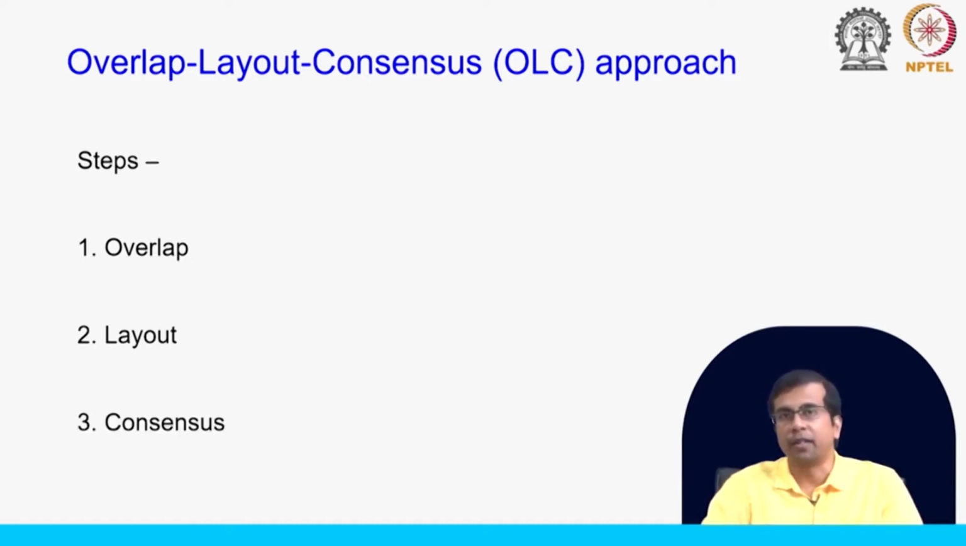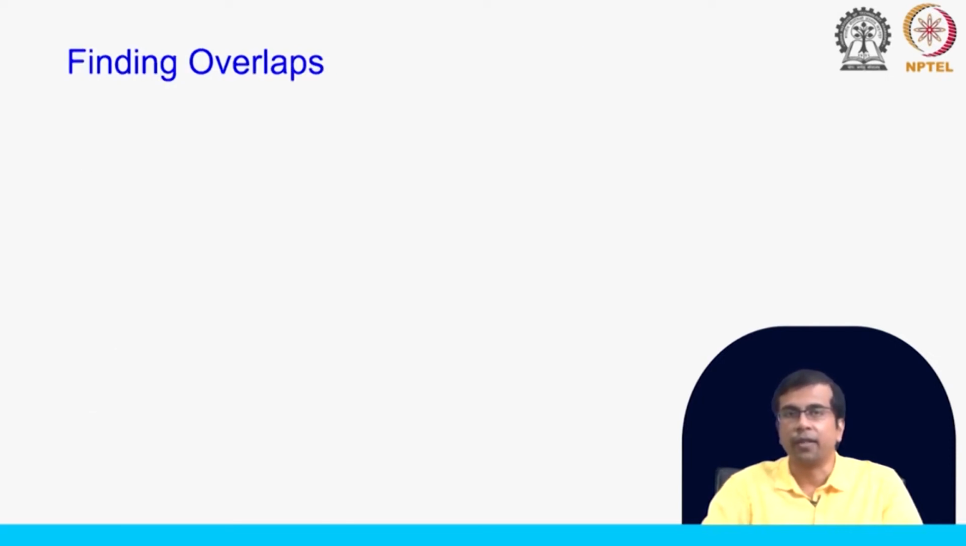And the third step is the consensus, as you can see in the name. This is where we find the consensus sequences for the reference genome. So, let us begin. We will start with the overlap finding. We have discussed this in a lot of detail.